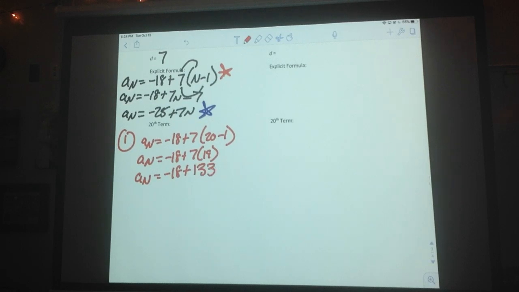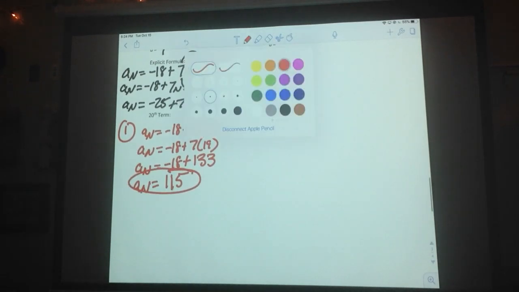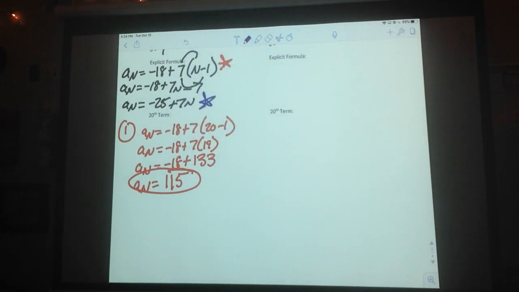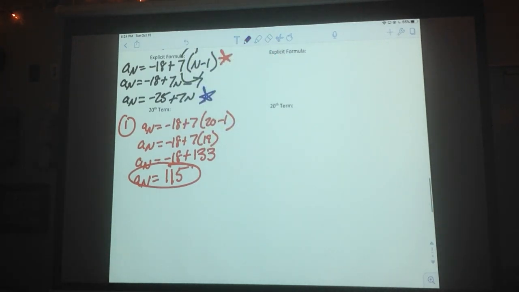So 133. Combine like terms and I should get 115. So my answer on the 20th term for this one is 115. Now, let me do it with the simplified formula.